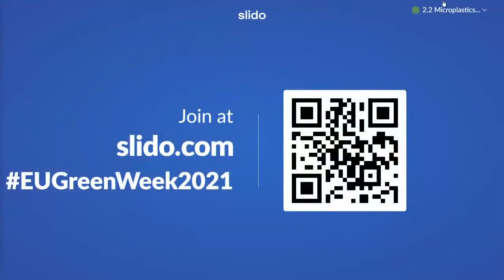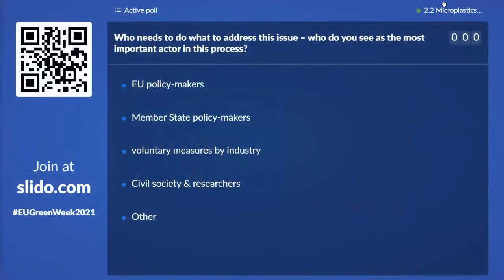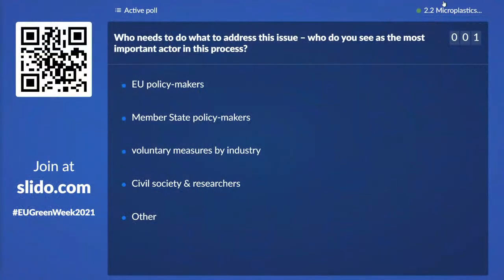So for you, is the most important actor in this process the EU policymakers? This event is organized, of course, by the Commission. Is it them? Is it member state policymakers, so policymaking at the national level? Is it voluntary measures by industry? Is it civil society, researchers, who have a key role to play here? We have an NGO on the panel. Is it them? Do you think they have the most important role to play? Or is it someone we haven't mentioned in this list?